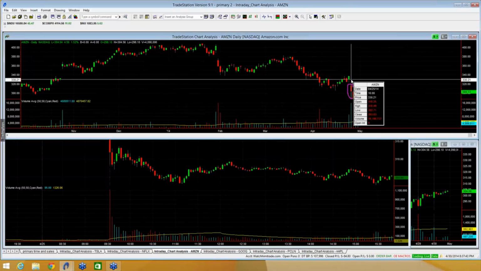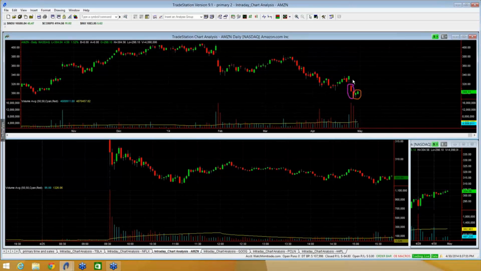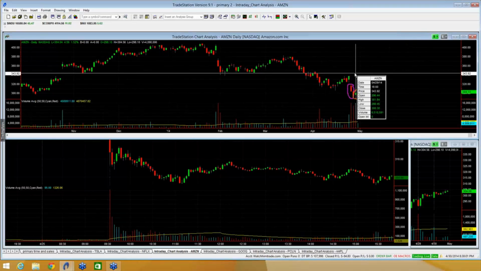You can see Thursday you traded in a range of 316 on the high, 302 on the low. That's a 14-point range. Then on Monday you traded 304 on the high, 288 on the low. That's a 16-point range. So those 2 days, Friday and Monday, averaged a 15-point range. Great range action.